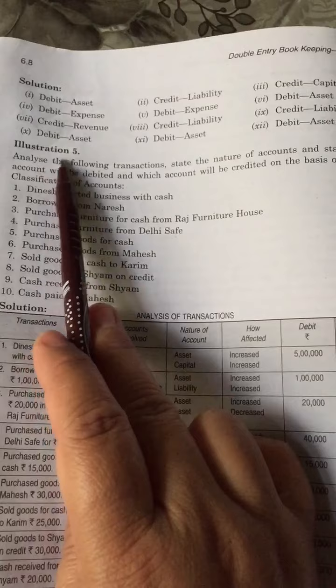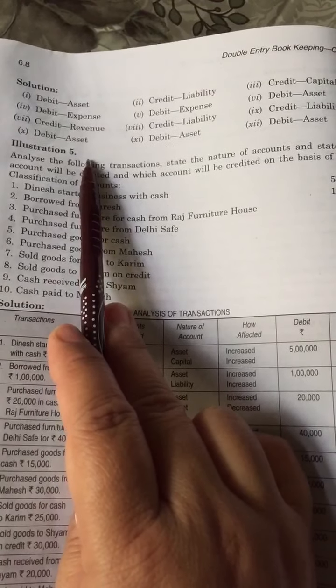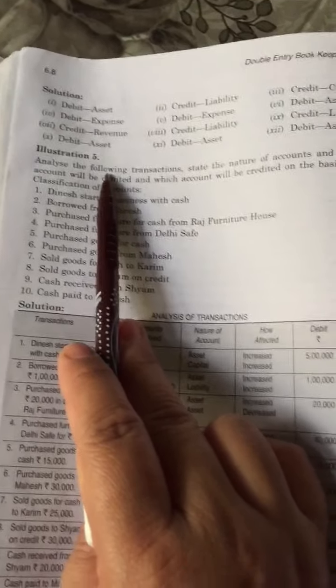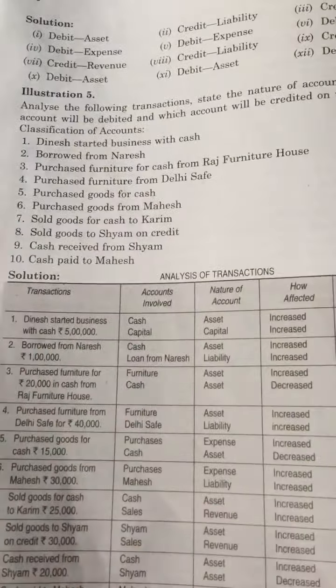Good morning, students. Today we continue with the same topic. We will solve an example, that is illustration number 5 from chapter 6, that is rules of debit and credit.